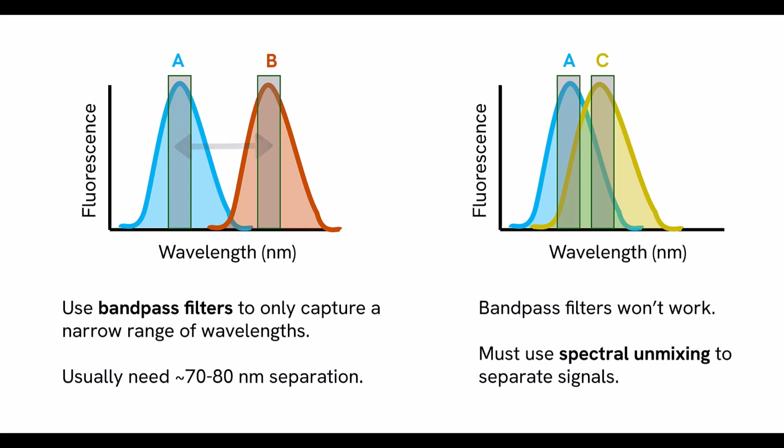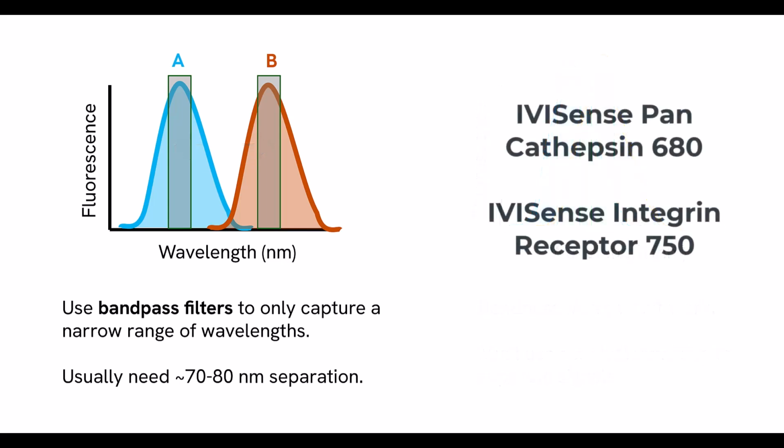In this video, we will perform two experiments using the same cohort of animals based on the results of the previous video to demonstrate the use of the instrument with and without spectral unmixing. We will begin with the most streamlined imaging scenario, utilizing two near-infrared imaging agents with sufficient separation, approximately 70 nanometers, between emission peaks. Specifically, IVIS PanCathepsin 680 and IVIS Integrin Receptor 750. Imaging will be performed in animals on a low fluorescence diet to minimize unwanted gastrointestinal signal.